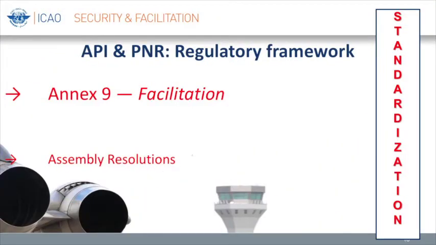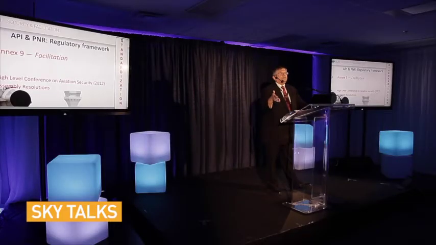Now, moving on to the regulatory framework. In Annex 9, you will find the provisions, the standards and recommended practices that deal with API and PNR. And that is the main focus. It's in Annex 9. I will also allude to several other instruments, including the high-level conference on aviation security that was held in 2012 and the assembly resolutions, like you will be considering on Thursday.